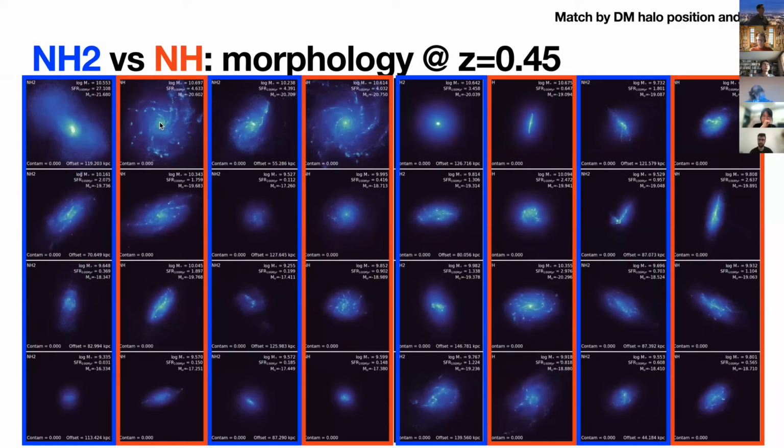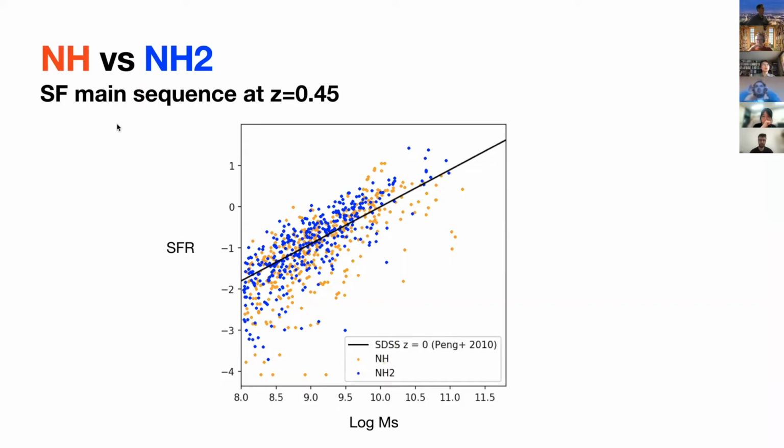And the first is morphology: New Horizon and New Horizon 2 for the same galaxy, identified through DM particles and at the same epoch. And as you can see, the morphologies are very different. We are really interested in this, and we are working on it, but we haven't done enough to present any science on it. Just as you can see, there is a lot of difference between the galaxies. And the star formation main sequence is maintained all right, nothing to comment on.